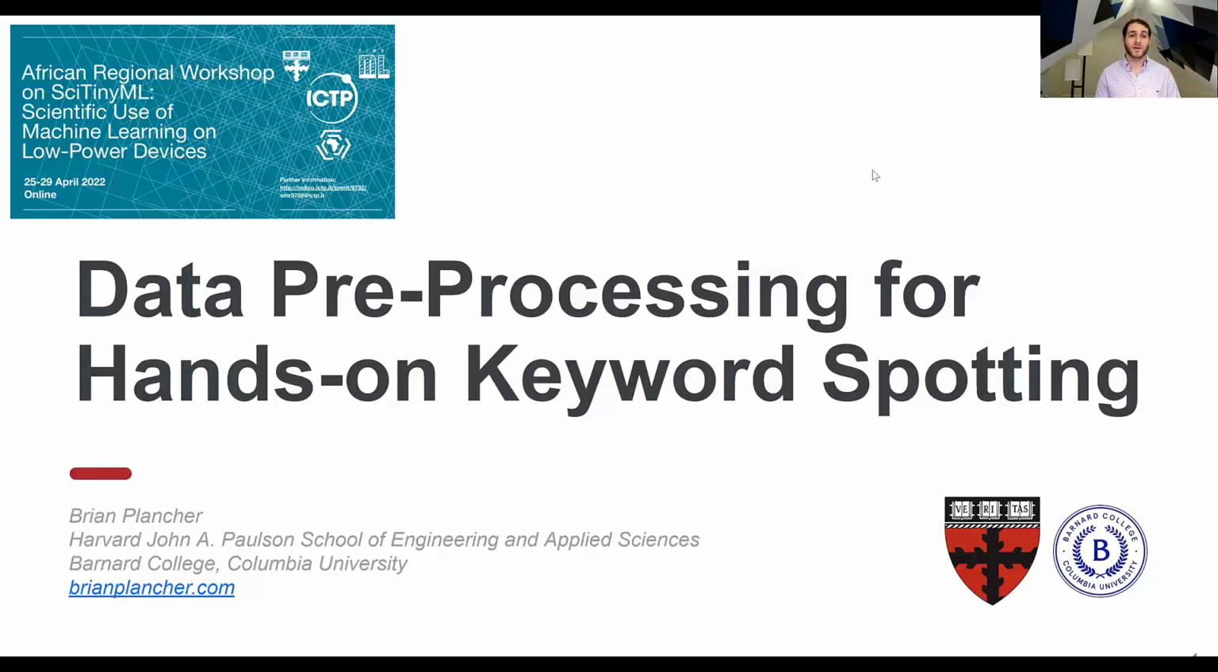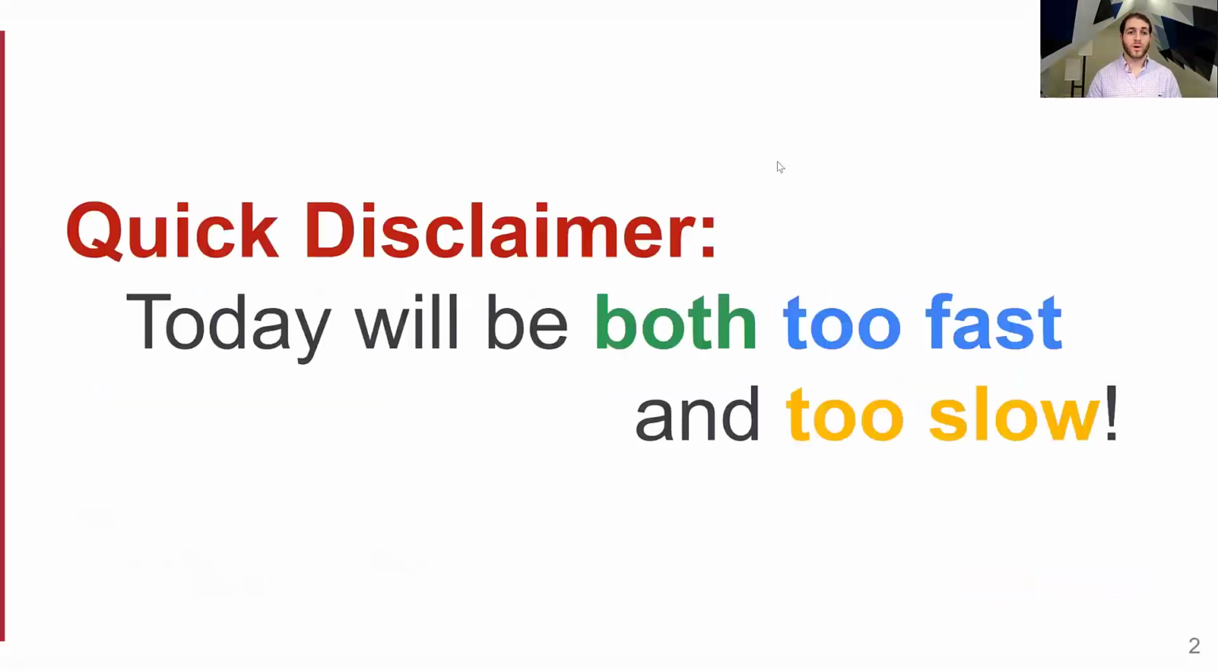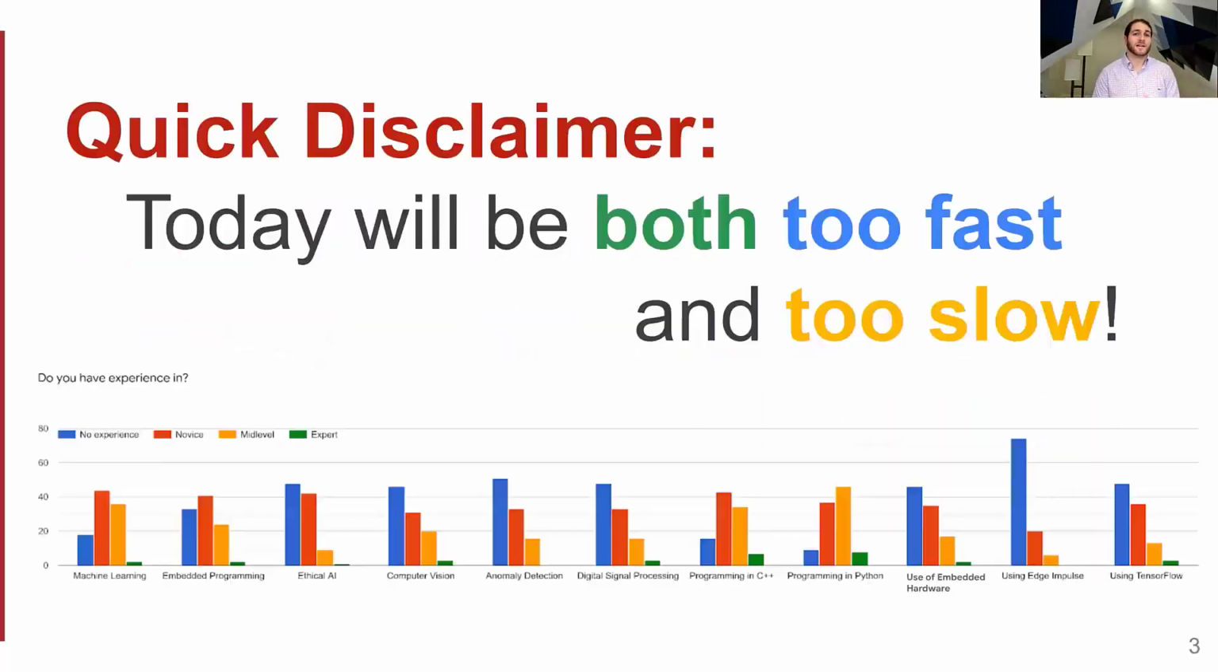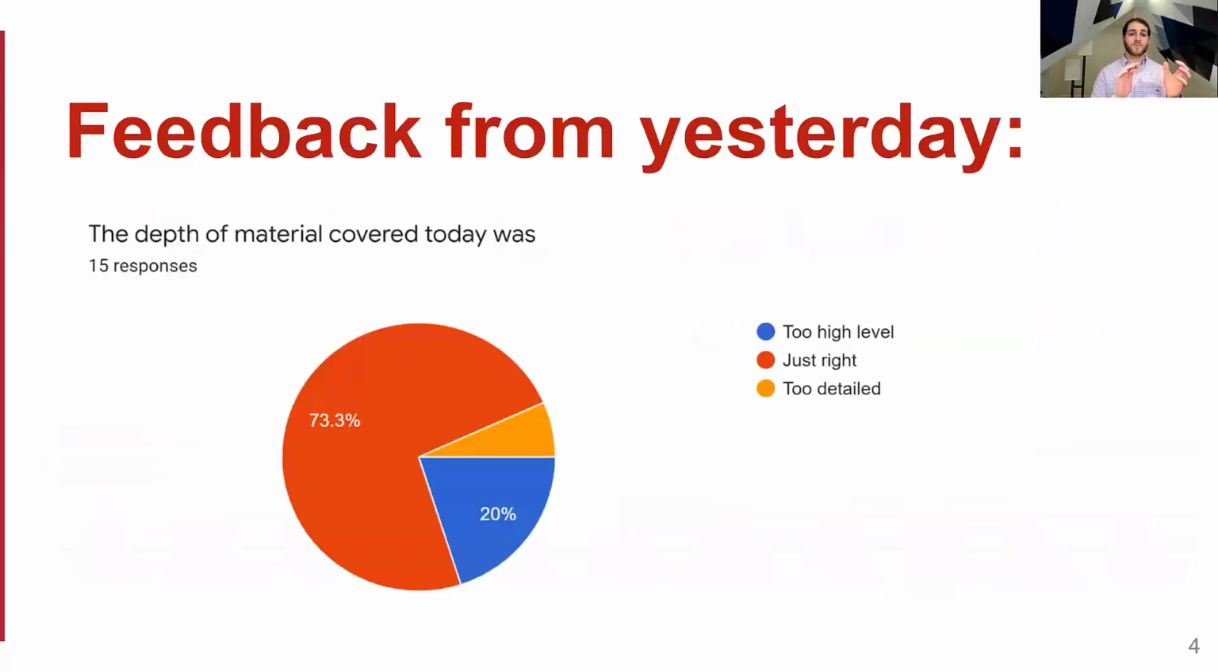today, I'm going to be talking about data pre-processing for hands-on keyword spotting. And what that means is, first, I want to give you that quick disclaimer again, that things are probably going to be too fast and too slow because, as I said yesterday, we have a varied group here of different skill levels. Based on the survey feedback from yesterday, and thank you to those of you who did fill out the survey, most people thought that the content was pretty good. There's about as many people that thought it was too high level as people who thought it was too detailed. So that to me says I'm probably doing the right thing, hitting it right in the middle for all of you.